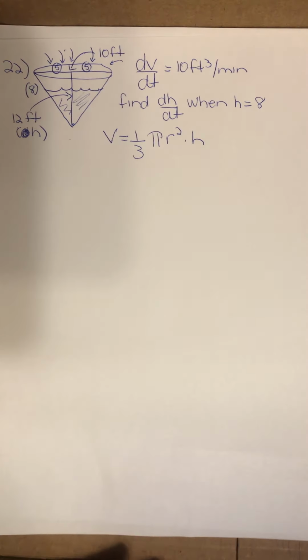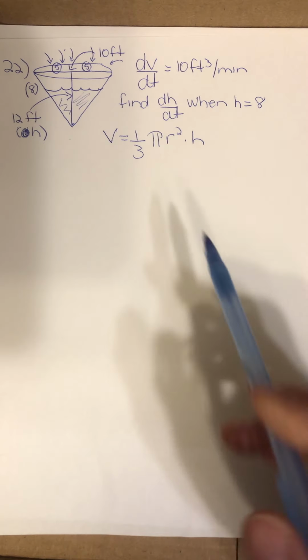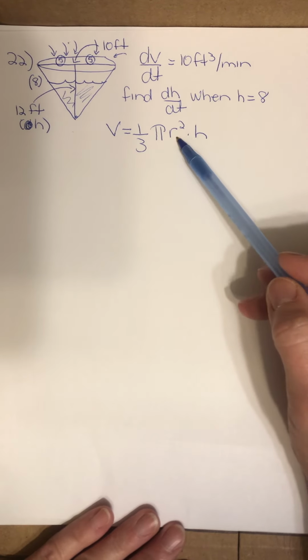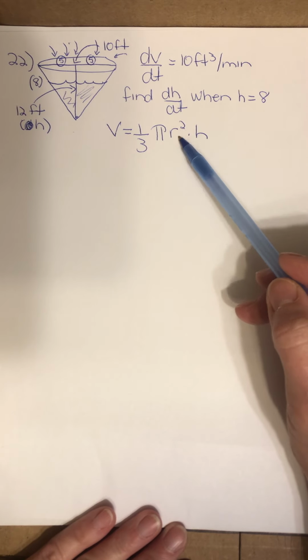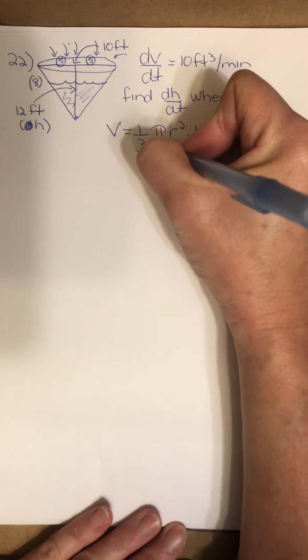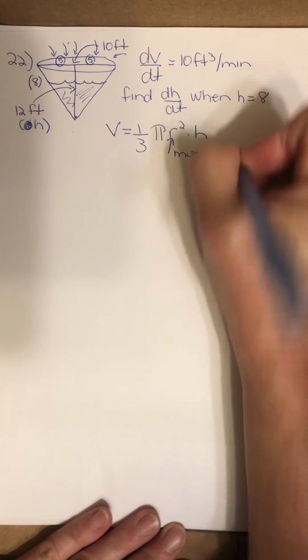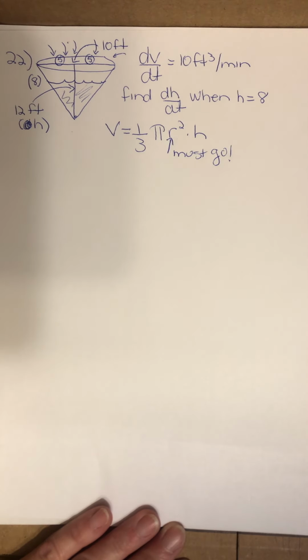And here is the formula for the volume of a cone. Just like the last problems, you're kind of getting used to this. They asked us for dh/dt, right? They did not give us dr/dt, and they didn't ask for it. So this r must go. How do we do that? We need to set up a proportion.